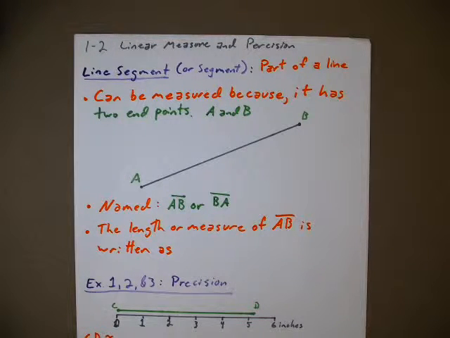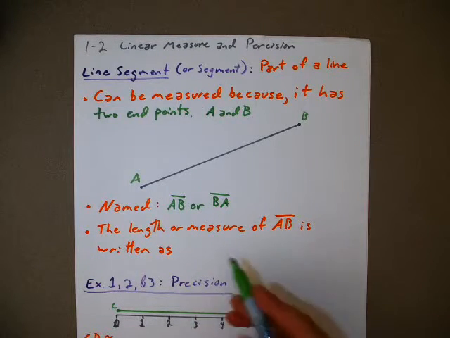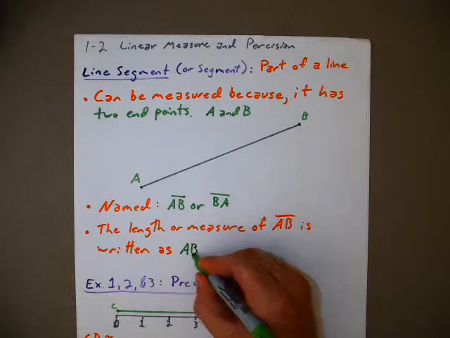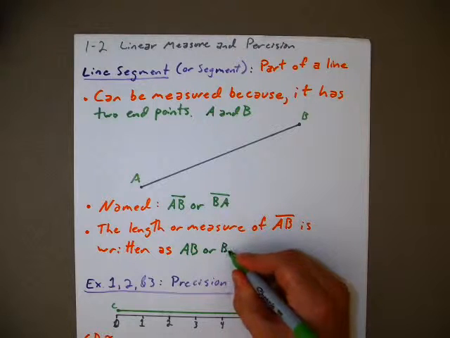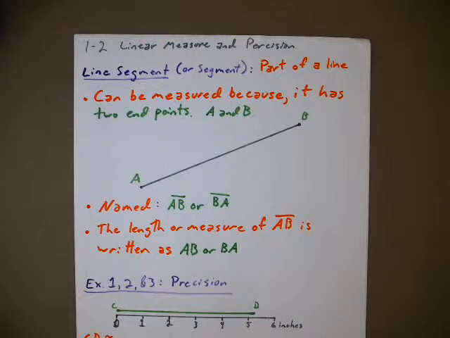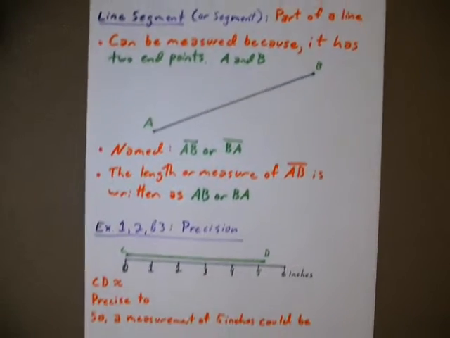And when we're talking about the length of the segment or the measure of the segment, the measure of AB is written as that same thing, only without the line. So you could write that. And that represents, if you were to measure this, the measure of line segment AB or line segment BA. So let's talk a little about how we actually measure something, and this is what we call precision.